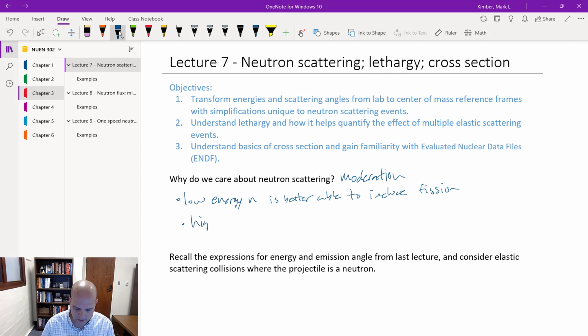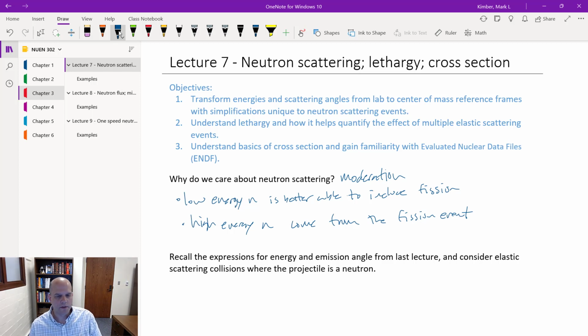But it's the high energy neutrons that come from the fission event. And so again, we want to understand what it takes in order to moderate those down to these thermal levels. And we're going to do that through elastic scattering primarily.